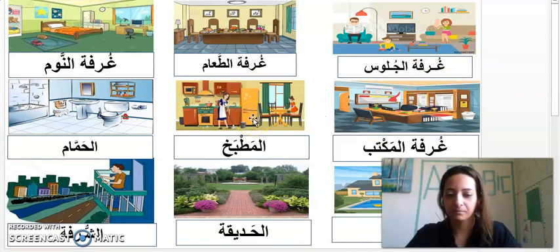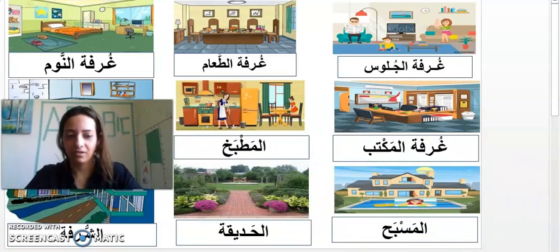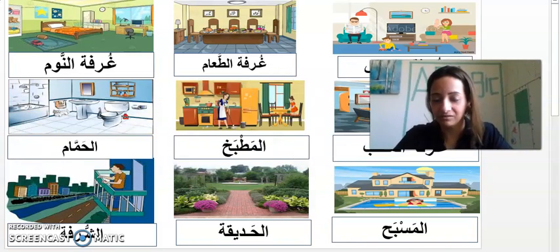المطبخ, kitchen. الحمام. I'm gonna move myself here so you can see. المسبح. Not in all houses, but some have.